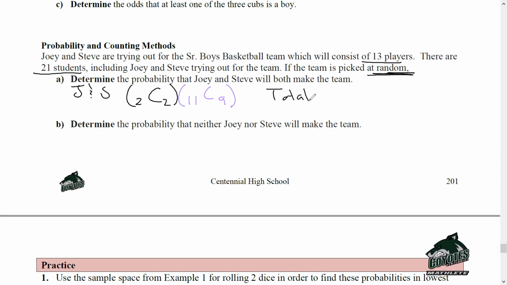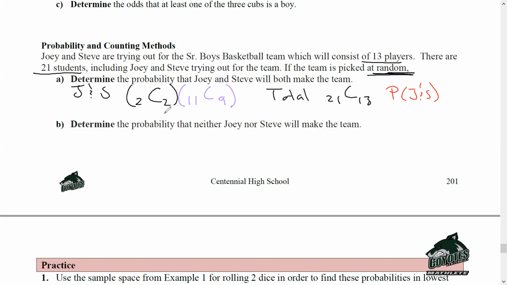What's the total amount? How many ways could I just make the team? Well, if I just want to make the team, that's 21C13. 21 people to select from, 13 people on the team. So now if I want probability, here's what I'm going to do. The probability that I get these two on the team, I'm just going to take these two answers and divide them.